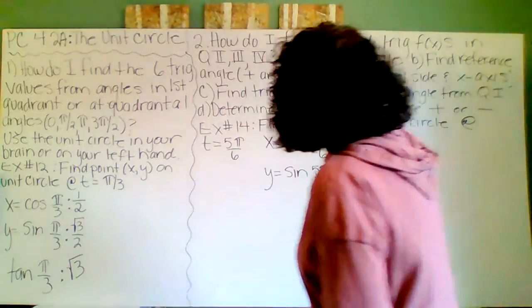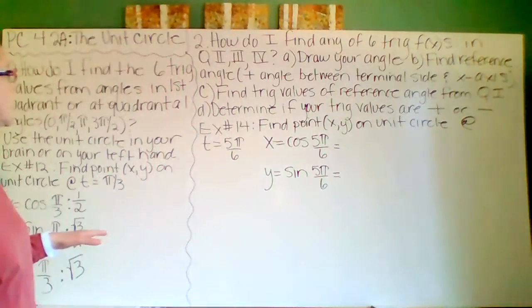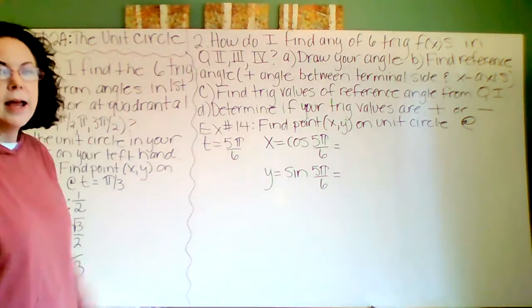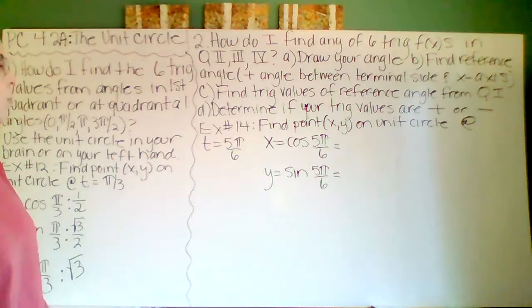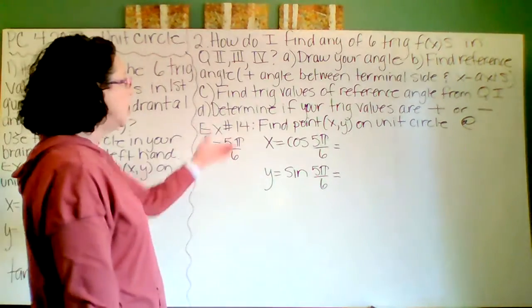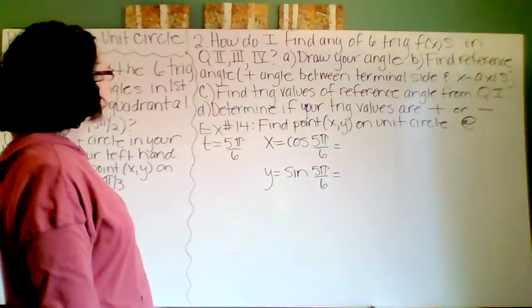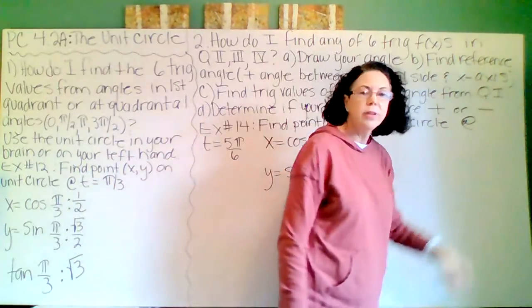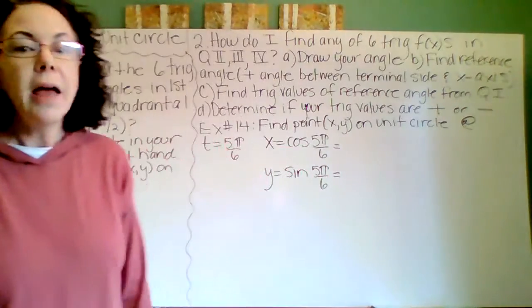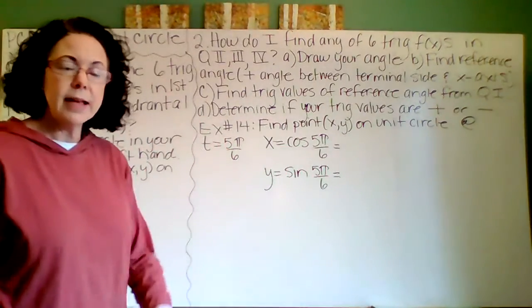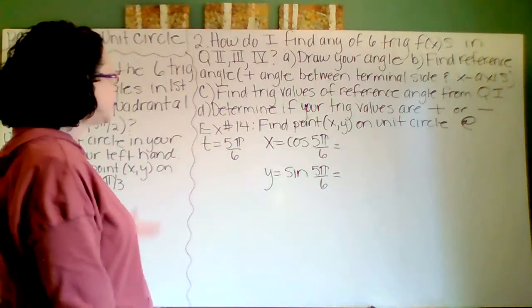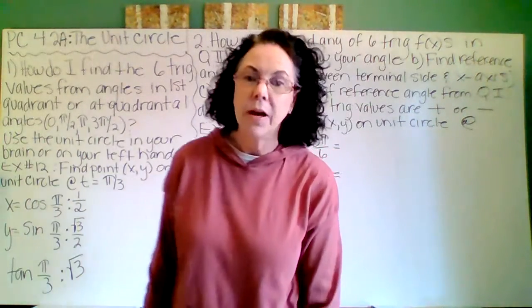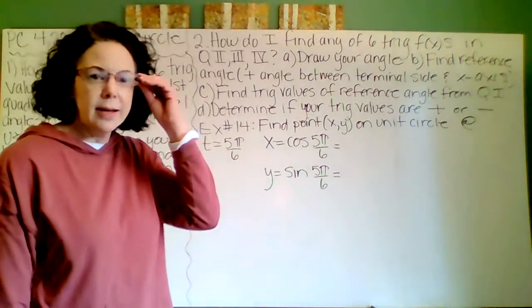Number 2, how do I find any of the 6 trig functions in quadrants 2, 3, and 4? So over here on 1, we took care of quadrant 1 and the quadrantal angles. What if your angle is in quadrant 2, 3, or 4? So here's what we do. We draw our angle. We find our reference angle. That is the positive angle between the terminal side of your angle that you drew and the x-axis. And then we find the trig values of the reference angle as if we were in quadrant 1. And then we just determine the sign of our trig values. Are they positive or negative based on the quadrant that we're actually located in?